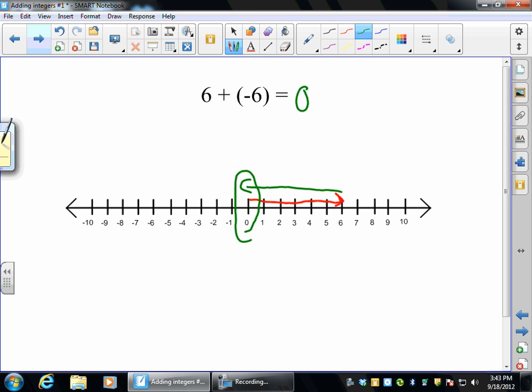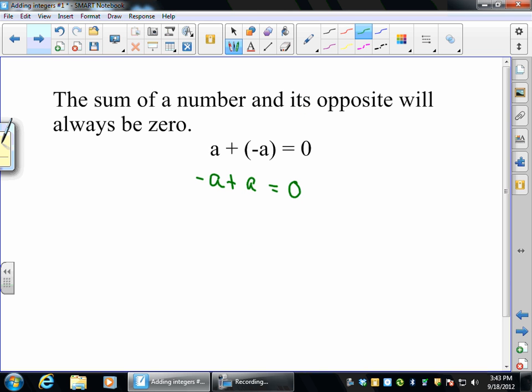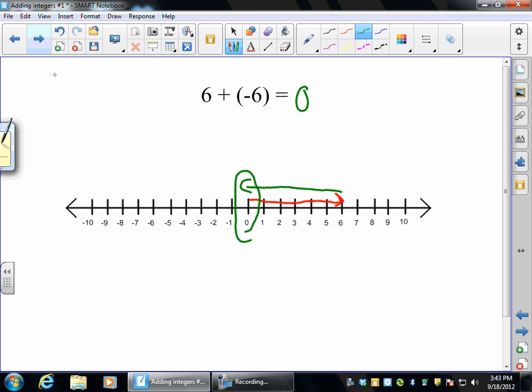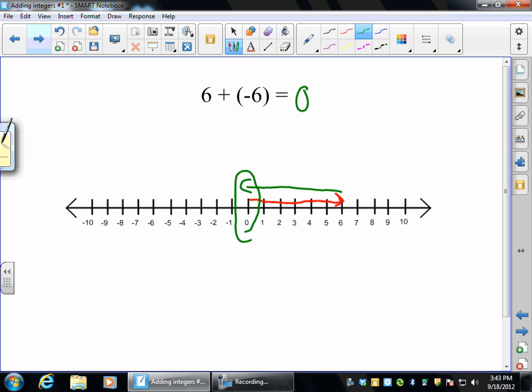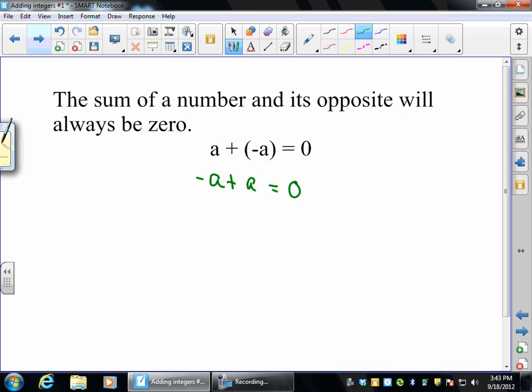And then the third thing is when you add a number and its opposite, you're always going to get 0. Again, doesn't matter which one comes first because on the number line, they're working against each other. They're going in opposite directions. And so if I go in opposite directions the exact same amount, I basically go nowhere. I end right back at 0. Those are the 3 big things you need to remember from today. We'll work on this stuff in class tomorrow, and then we're going to go on and start adding 2 negatives next.